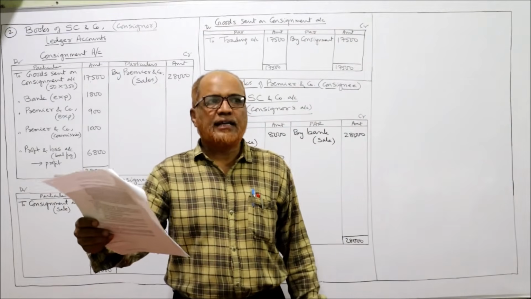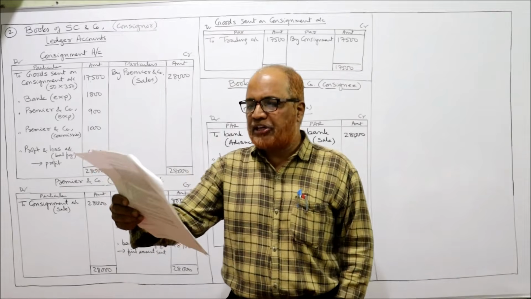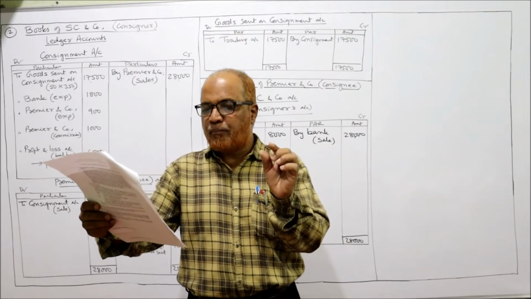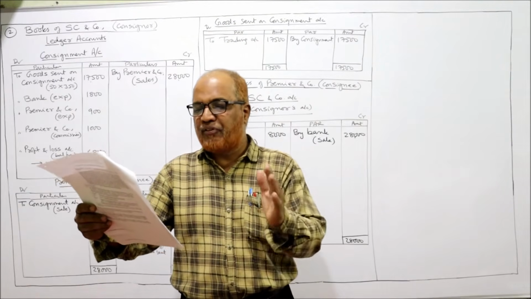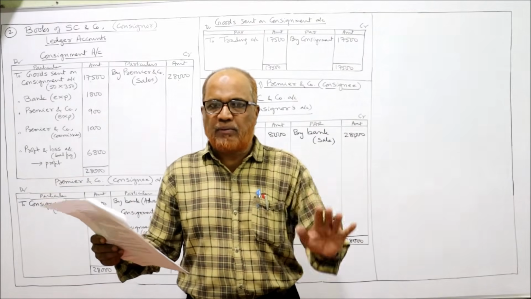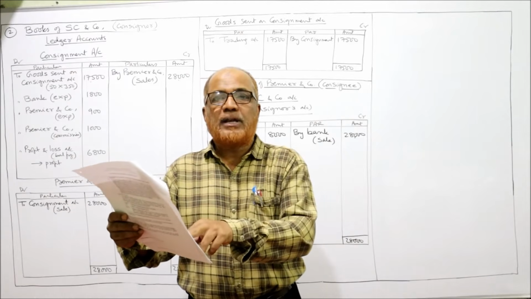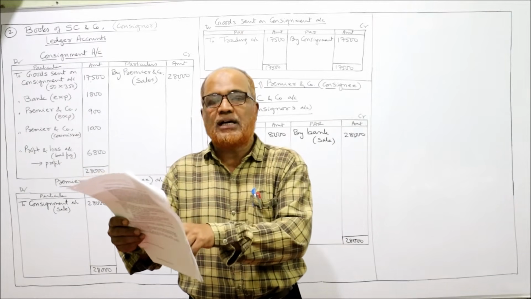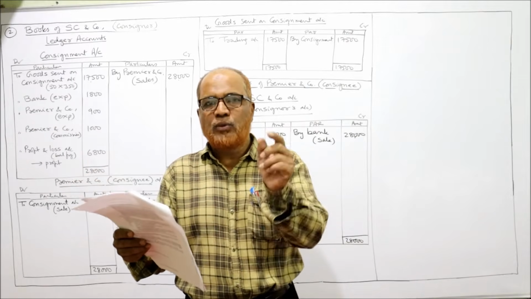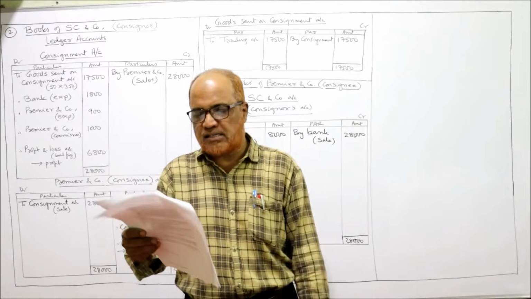Now I'm starting the second problem. See the second problem carefully. The firm SC and Company of Delhi consigned to Premier and Company, Rangoon, 50 cases of piece goods valued at rupees 350 each. Concentrate on the problem. Understanding the problem is half of solving it. SC and Company is the consignor. Premier and Company is the consignee. The value of goods sent is 50 into 350, so 17,500 worth of goods are sent by the consignor to the consignee.